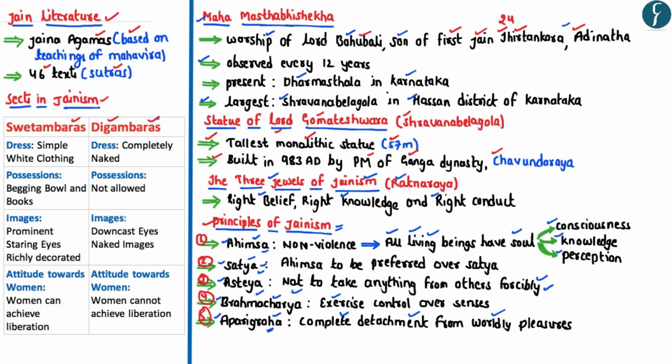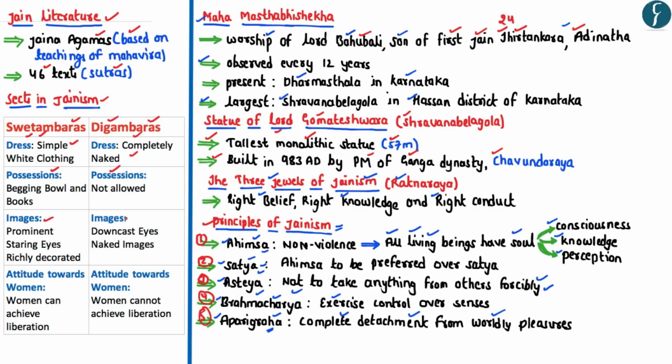With respect to Digambaras, they believe in complete austerity or simple living, where they believe that in order to attain salvation, they have to give up all worldly possessions. And accordingly, Digambaras practice complete nakedness. On the other hand, Shvetambaras believe that salvation can be achieved even without giving up clothing. Hence, accordingly, Shvetambaras wear simple white clothing. And with respect to possessions, Digambaras do not keep any kind of possessions, not even begging bowls or books. On the other hand, Shvetambaras are allowed to keep them.